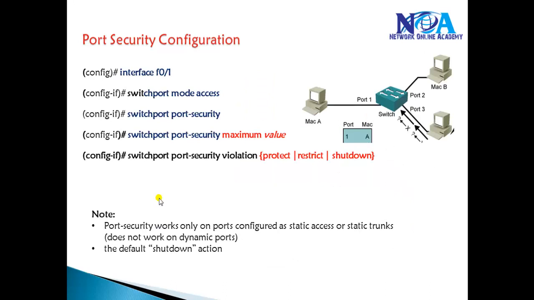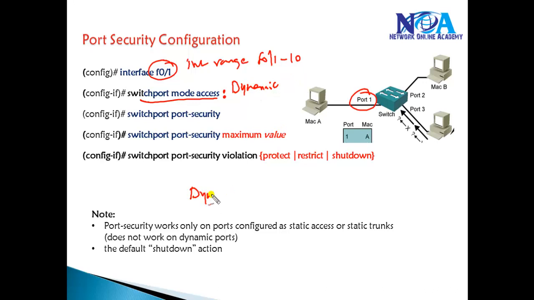Now to configure this port security, you can see the commands here. If you want to implement port security on port number 1, or we can define a range of ports, I can simply go to interface range F0/1 to F0/10, and the port can be an access port or it can be a trunk port. Now the port security feature is not going to work if your port is in dynamic desirable or dynamic auto mode. And mostly on the switches, the port will be in dynamic desirable or auto mode. Auto is the default mode.